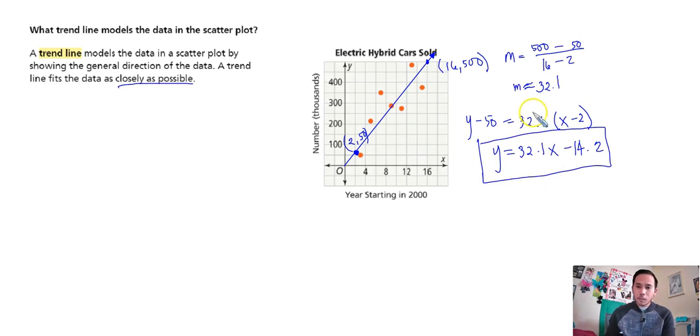Mr., how did you get that? I distribute this one, and then after distributing, I subtract 50 from both sides. All right. So the trend line models the data: y is equal to 32.1x minus 14.2. So this is the trend line, one of many possible trend lines. Okay, this is just one of them. So you can draw any of these that fits the data as closely as possible. Right. Next example.